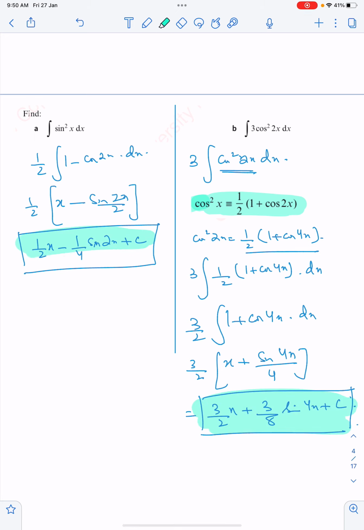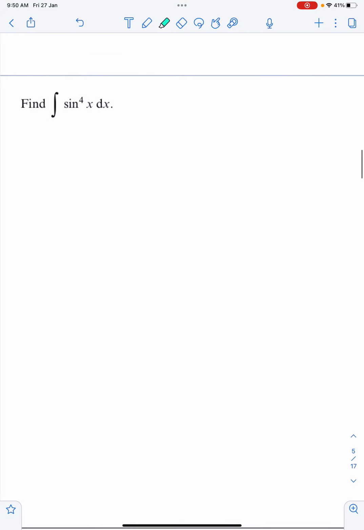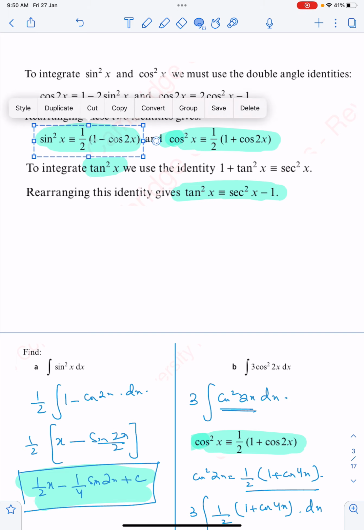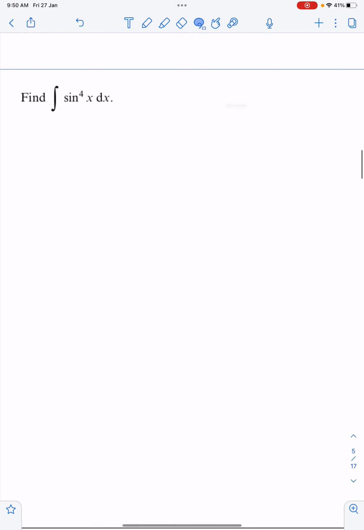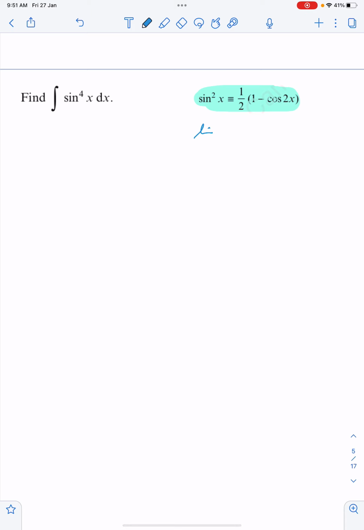Okay, moving on to the next one, sine to the power 4x. Okay, so I'm just going to take this formula. This is the formula for sine square x. If I square it, I have to square both the sides. Sine square x squared is going to give us sine to the power 4. If I square this, it's 1 minus cos of 2x. 1 upon 2 squared is 1 upon 4, and 1 minus cos 2x squared.